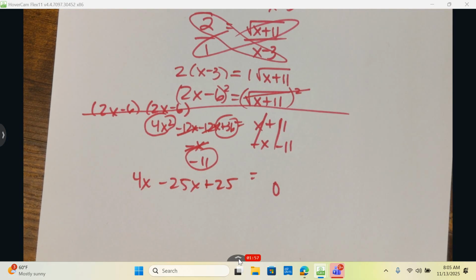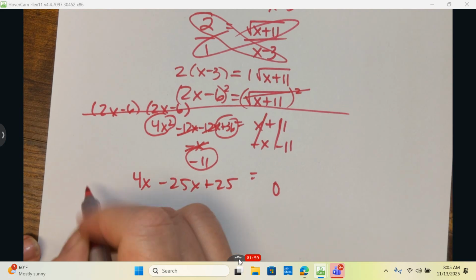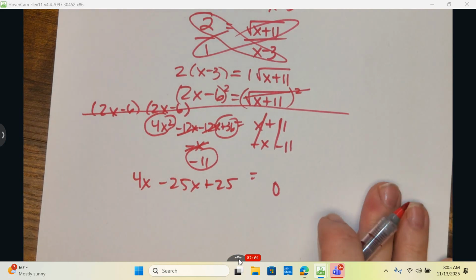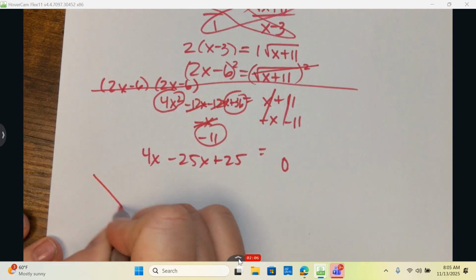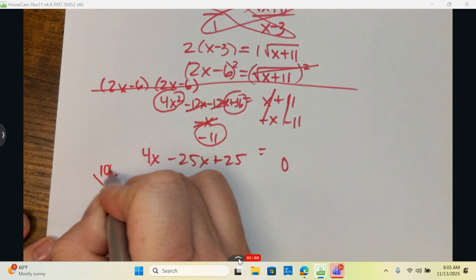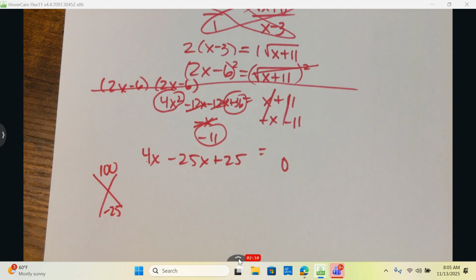Okay, so my next goal is, is it possible to factor this? If not, we can always use the quadratic formula. So, is it possible to factor? What multiplies to equal positive 100 and combines to give us negative 25? Let's see here. So 1 and 100, no. 2 and 50, that's not working. 4 and 25, that's not working. Anybody else thinking any combinations? 5 and what? 5 and 20. Oh, thank you. That should have seemed like an obvious one.